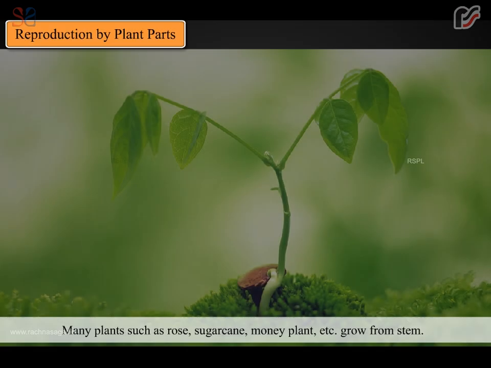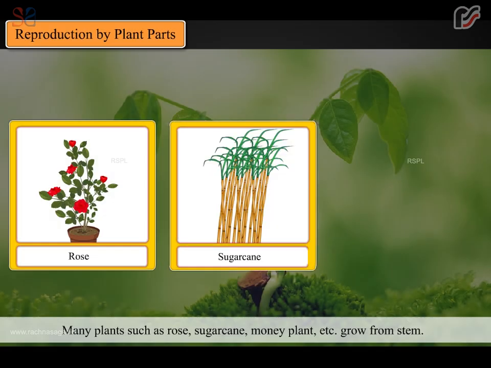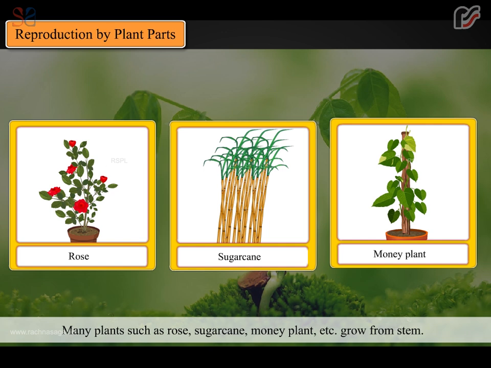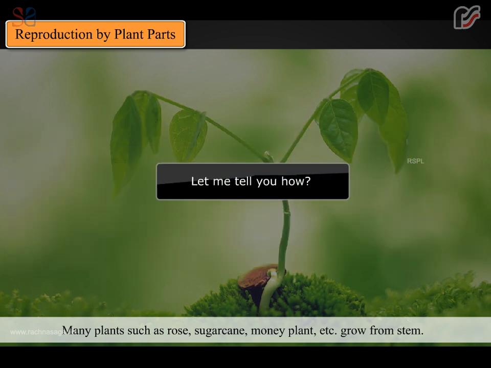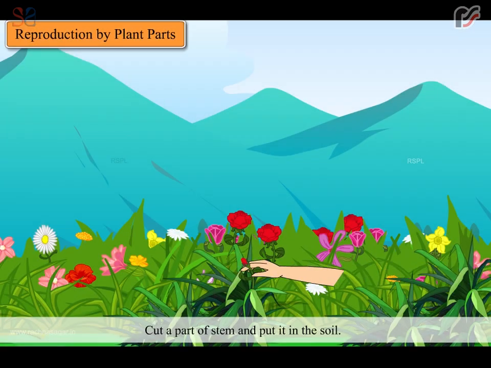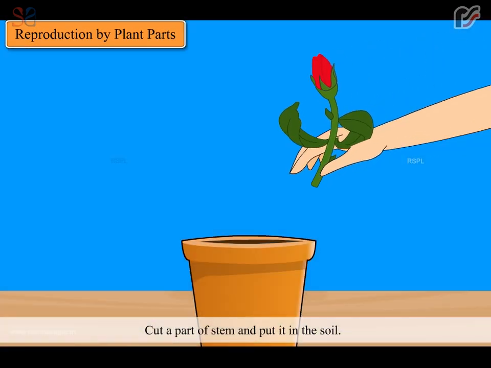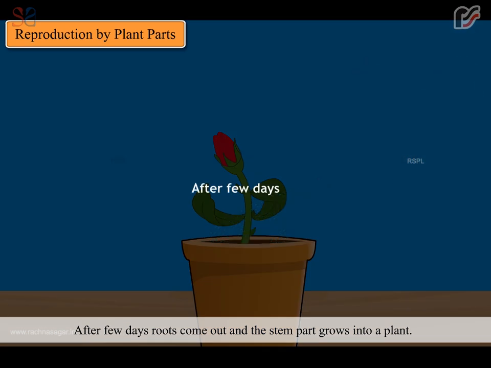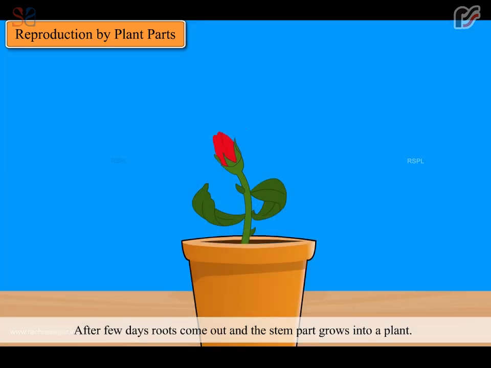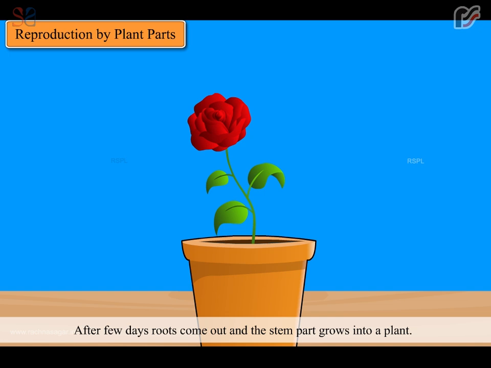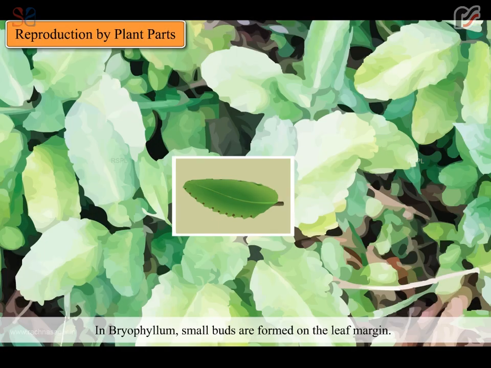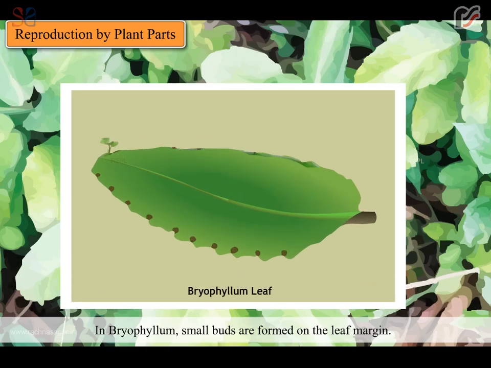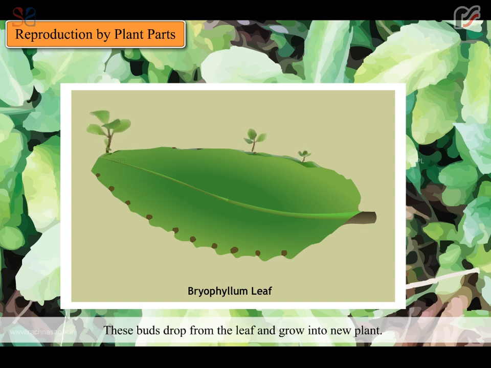Many plants such as rose, sugarcane, money plant, etc. grow from stem. Let me tell you how. Cut a part of the stem and put it in the soil. After a few days, roots come out and the stem part grows into a plant. In bryophyllum, small buds are formed on the leaf margin. These buds drop from the leaf and grow into new plants.